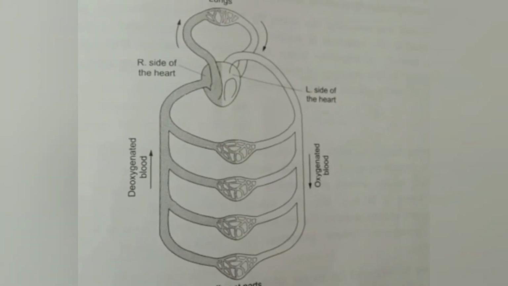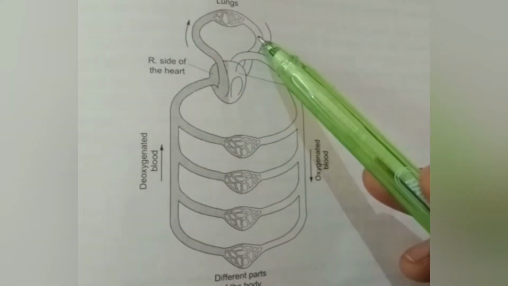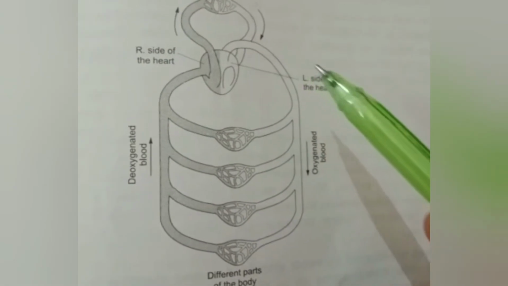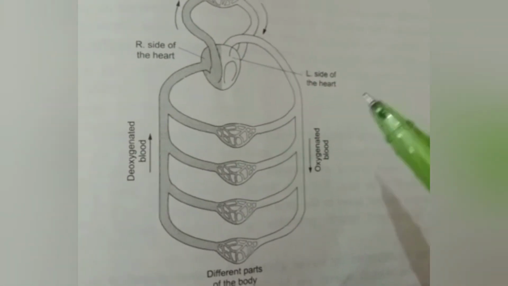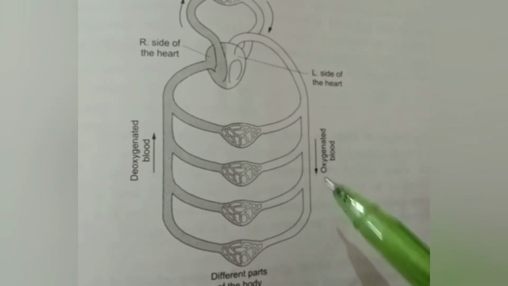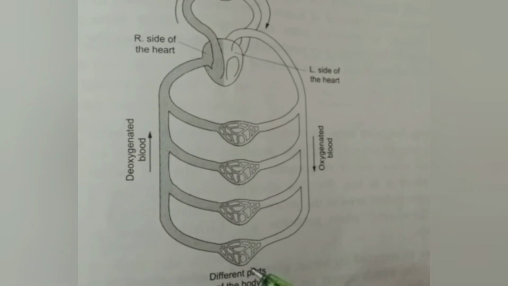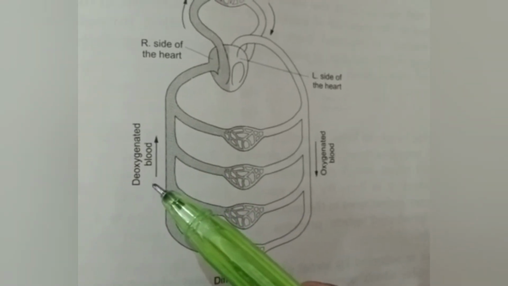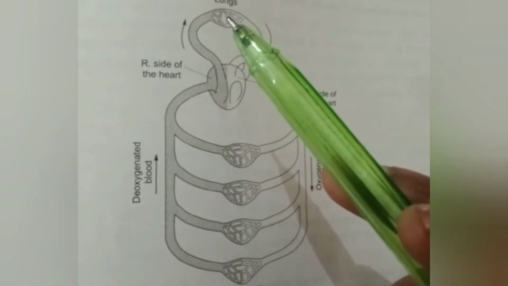This picture shows how blood circulates in the body. This is the lung. Okay, from the lung, it will release the oxygenated blood through the left side of the heart. Then oxygenated blood will reach the different parts of the body. Okay, when it reaches the right side of the heart, the blood releases only the deoxygenated blood through the right side of the heart. Again, they will reach the lungs.